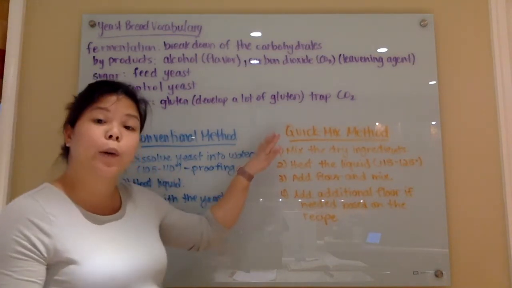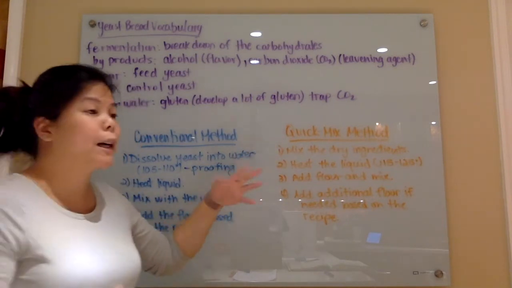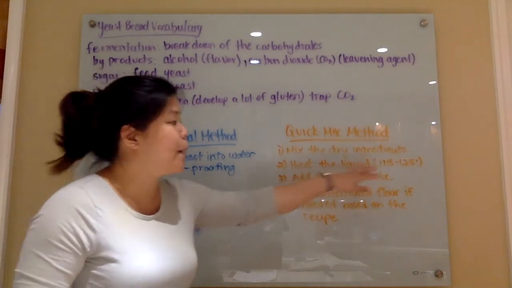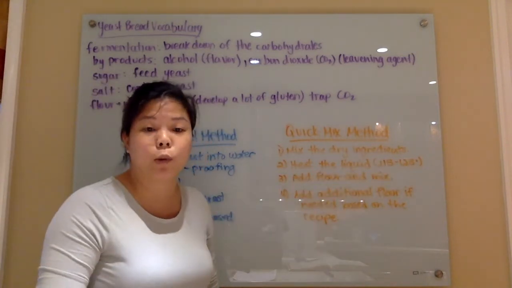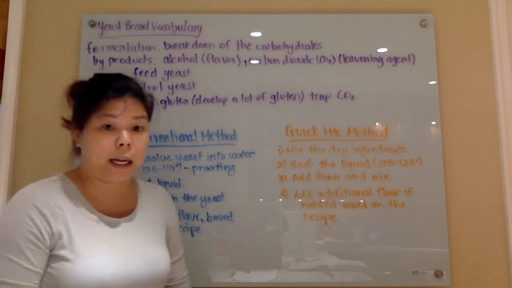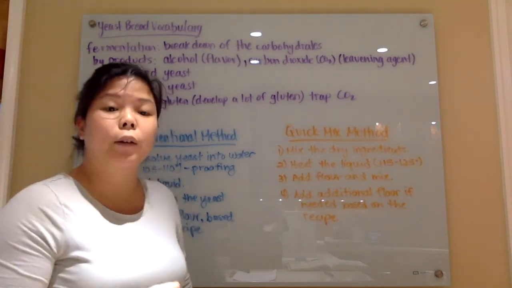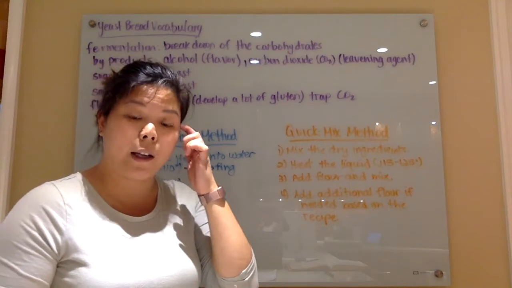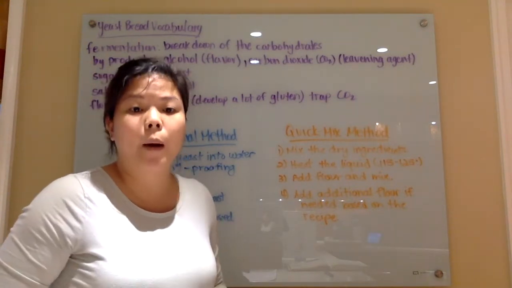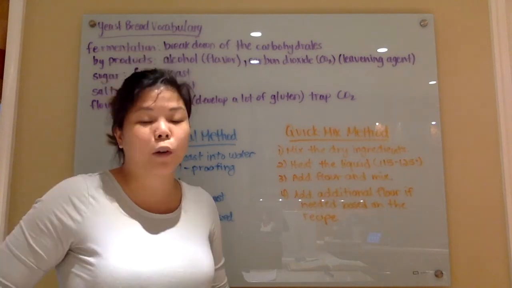However, in the quick mix method, because the yeast is mixed in with the flour, the sugar, the salt, and other things, that temperature of 115 to 125 can be slightly higher since your yeast is a little more protected. So I'm going to start the demonstration on the recipes, and then we'll come back a little later and talk more about kneading.